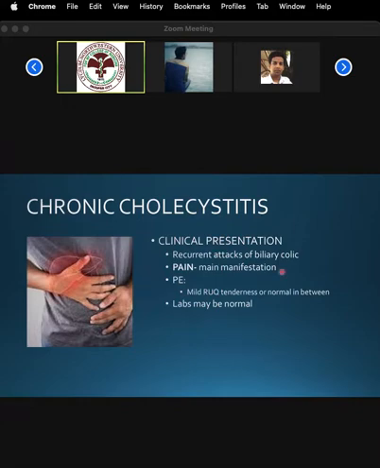Okay, so by physical examination, going back to pain, it's usually constant. It may be progressive and episodic. It may be localized in the epigastric region or right upper quadrant. It may also radiate to the right upper back or the interscapular area. It may be nocturnal or it may follow a fatty meal, and sometimes this is associated with nausea and vomiting. When you do your physical examination, you may encounter mild right upper quadrant tenderness, and in between examinations, it may be normal. Okay, the laboratories may also be normal.